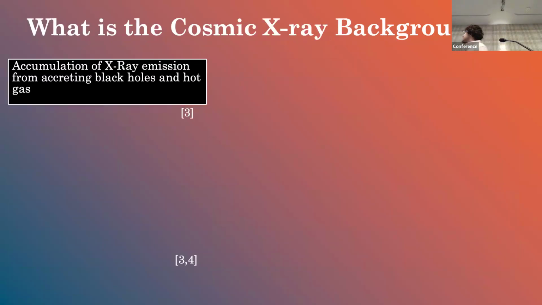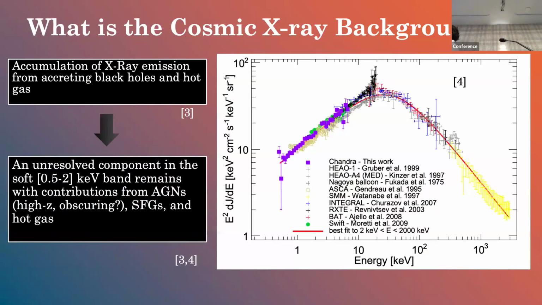From the CIB, we can move to the CXB, which in the same sort of vein is the accumulated X-ray emission, mostly due to accreting black holes, and you have a hot gas component. These accreting black holes are in the form of active galactic nuclei, and you also have X-ray emission from X-ray binaries, which trace star formation in their host galaxies, and you have hot gas. This is the cosmic X-ray background, and you see this peak at 20 to 30 keV, which I know almost everyone here knows.